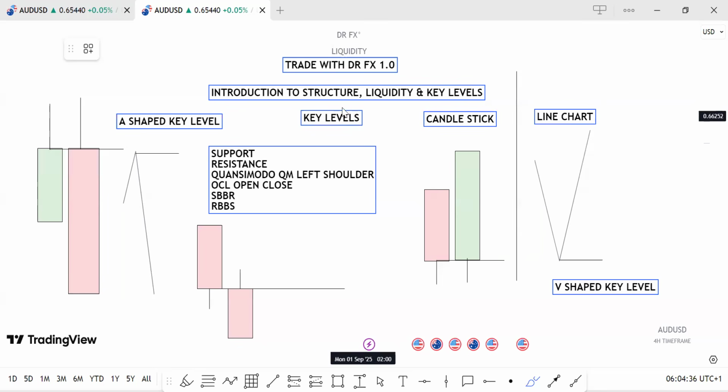Key levels are decision points in the market. To give an example, there are 6 types of key levels which I'm going to be focusing on and talking about. We have the support, we have the resistance, we have the QM, we have the open close, we have the SBPR, which is support break becomes resistance, and the resistance break becomes support. Now, let me talk about what a support is first.